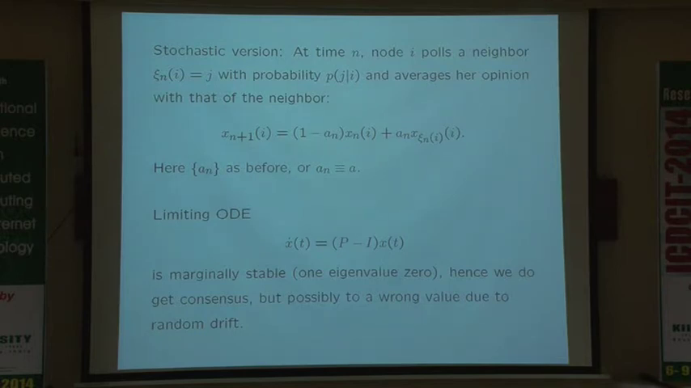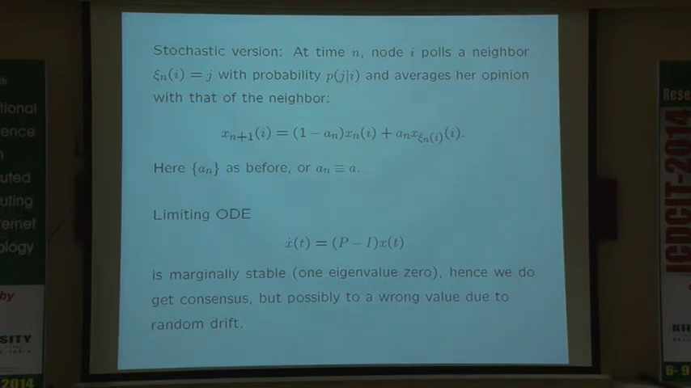If you have done some control theory, these linear differential equations are stable if all eigenvalues are strictly in the left half plane. If they're on the imaginary axis, then it's marginally stable. If even one eigenvalue goes to the right of the imaginary axis, it's unstable. So this is marginally stable.